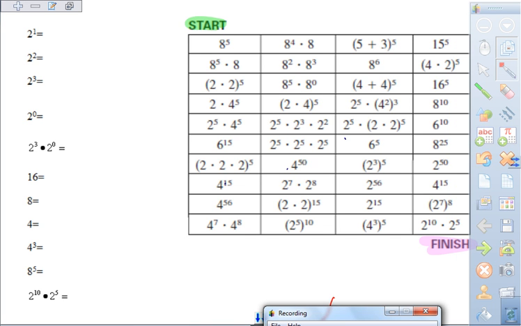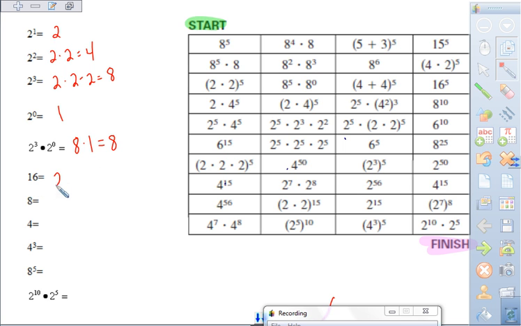Let's start by making some review from the previous lessons. 2 to the power of 1 is 2. 2 squared is 2 times 2, which is 4. 2 cubed is 8. Anything to the power of 0 is 1. So 2 cubed times 2 to the 0 is 8 times 1, which is 8.